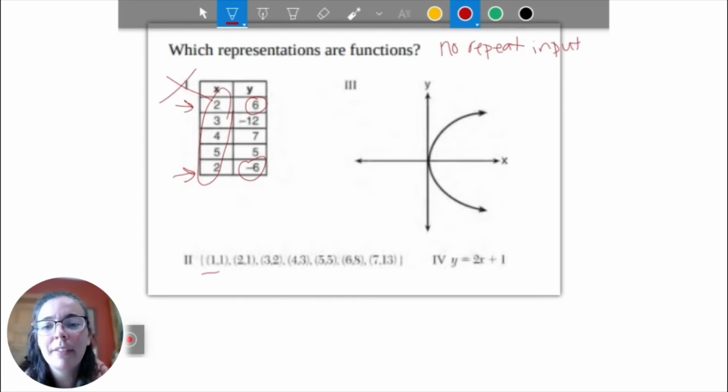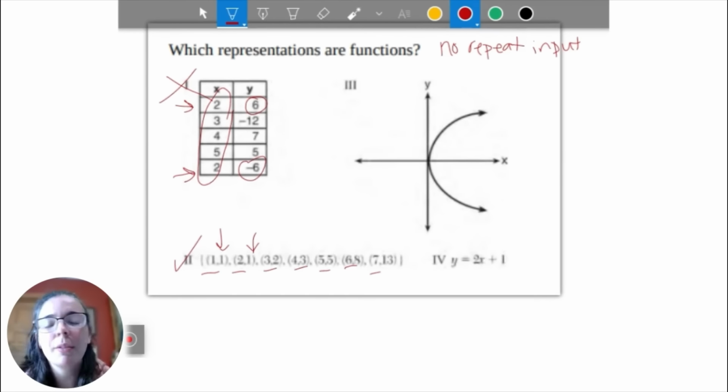So number 2, do I have any x's that repeat? It doesn't look like it. My y's repeat, 1 and 1. But that's totally fine. That is allowed, but our x's cannot repeat. So this one works out.